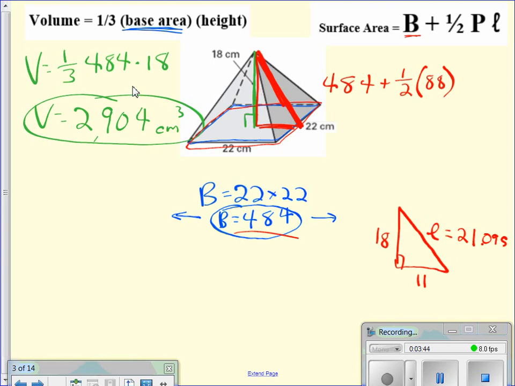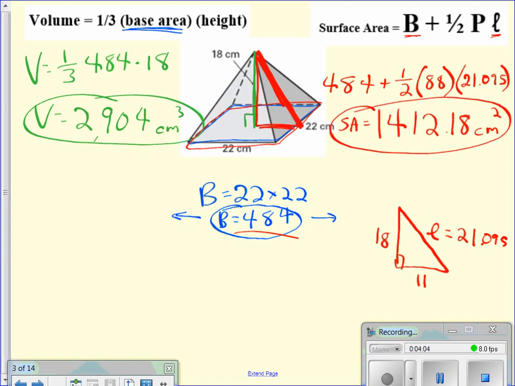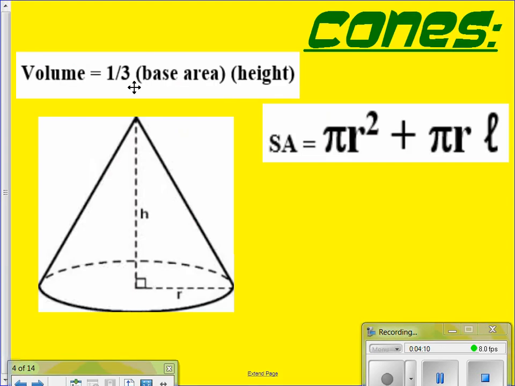So take that and plug it in for slant height of 21.095. And just like we did before, plug all of that into your calculator all together. You get 1,412.18 centimeters squared. That is your surface area. Boom. Okay. So a little bit of math involved, but a lot of it is just remembering those formulas and knowing how to use them.